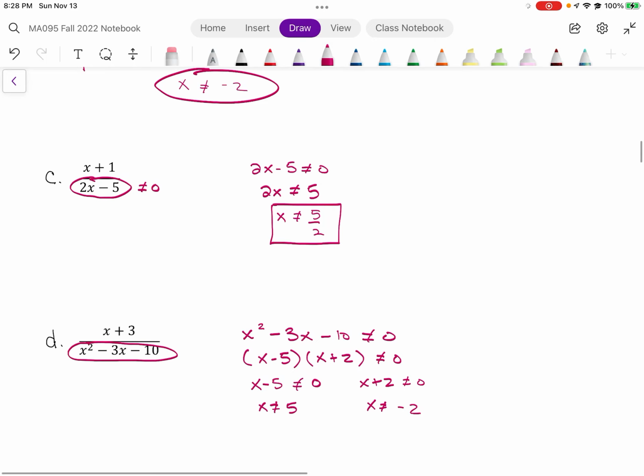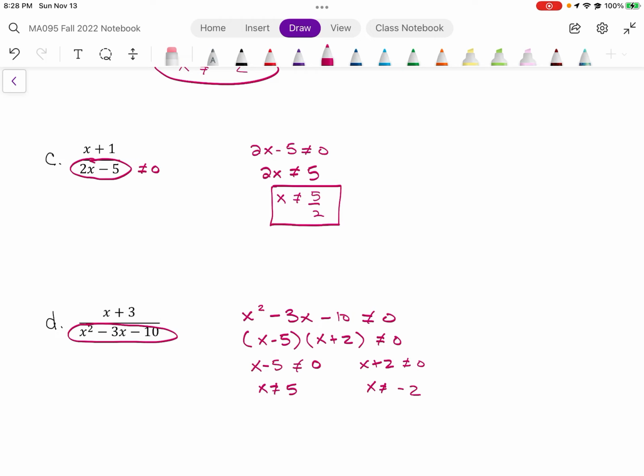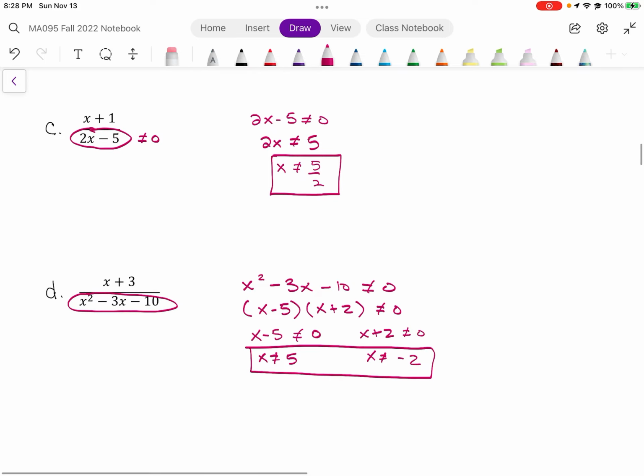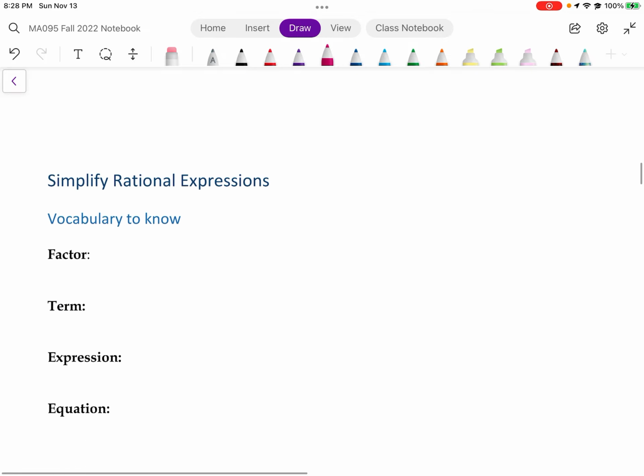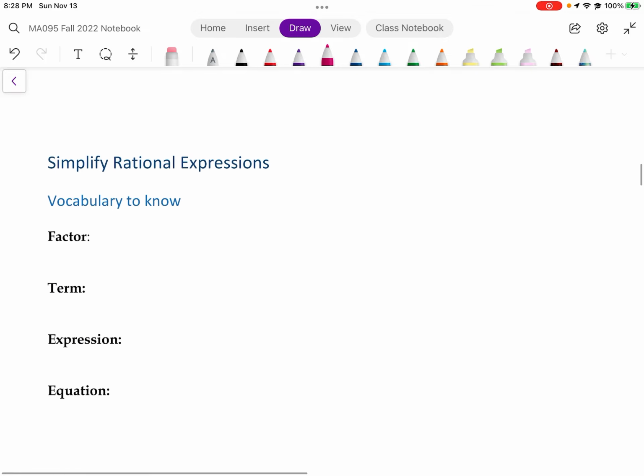All right. And that only works because it's 0, right? That's the only way we can use the 0 factor property. But those are the two things that it cannot be. All right, so let's make sure you understand these terms. You might want to pause the video and see if you can remember what all these things mean.